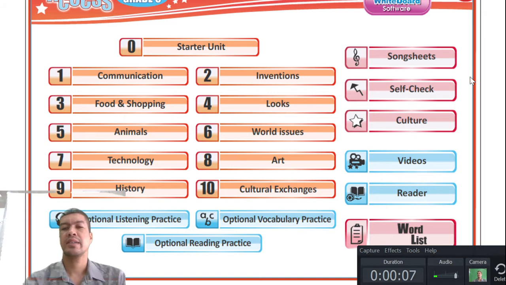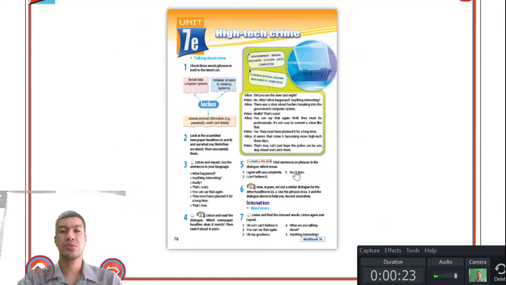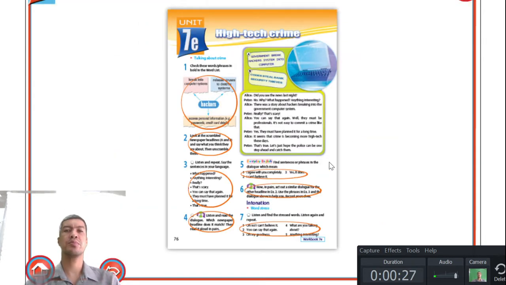Good morning, guys. And today, still on the topic, on the theme of technology, we will be looking at Unit 7E for this morning. Alright, our theme for today is technology. Moving on to Unit 7E, if you can open your books. And our title for today is High Tech Crime.